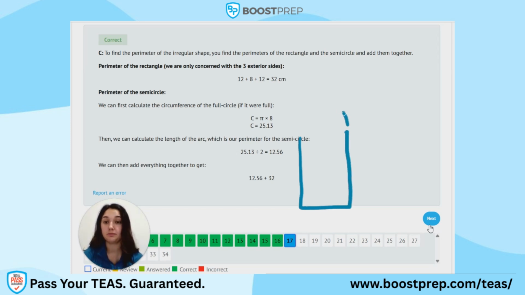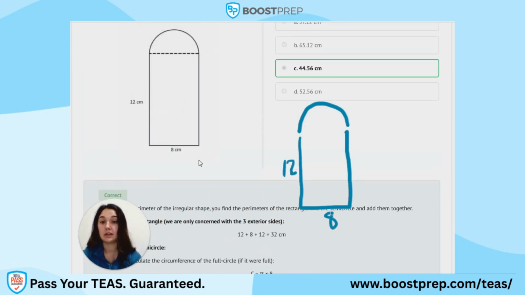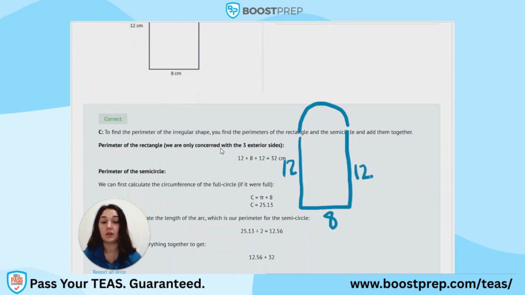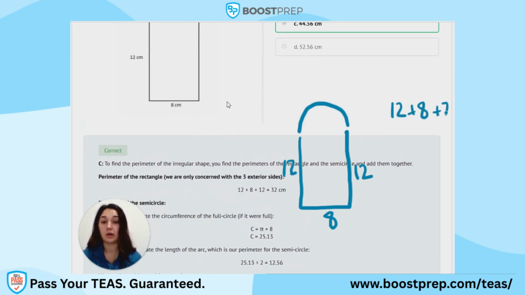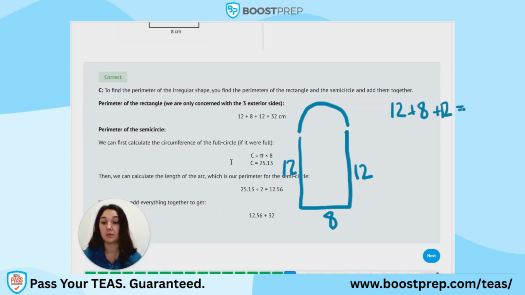semicircle, and you add them together. So the perimeter of the rectangle, and we are only concerned with the 3 exterior sides, these 3 sides, is 12 plus 8 plus 12. And that gives you 32 centimeters.